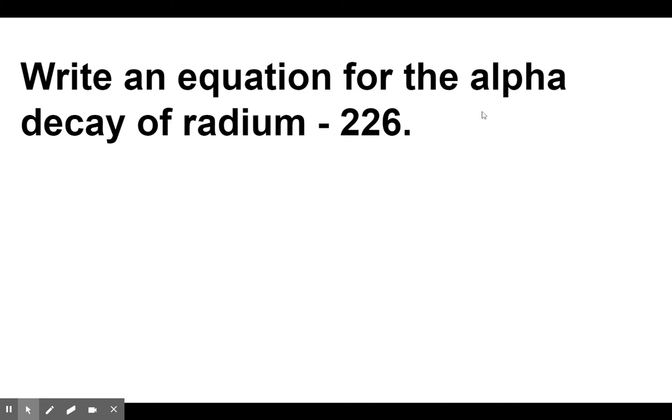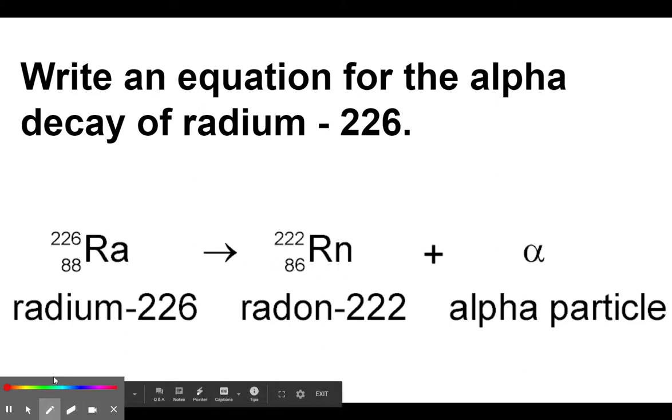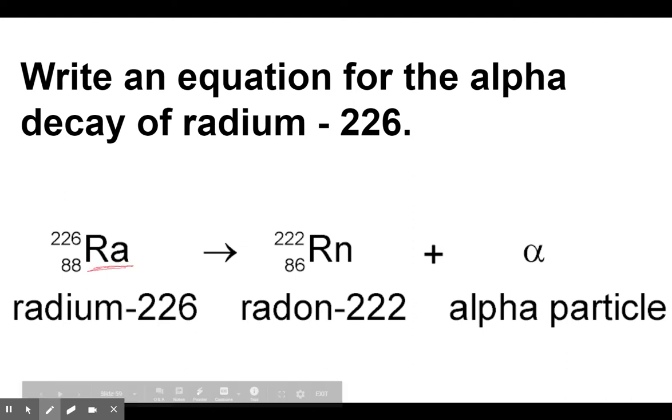Okay, I hope you gave this a try. Let's look at the answer. First of all, we have to write an element symbol for radium 226. How we're going to do that is we're going to use the symbol for radium, and to the left of it, we're going to write the mass number, which is given to us. It's 226. And we're going to write the atomic number.